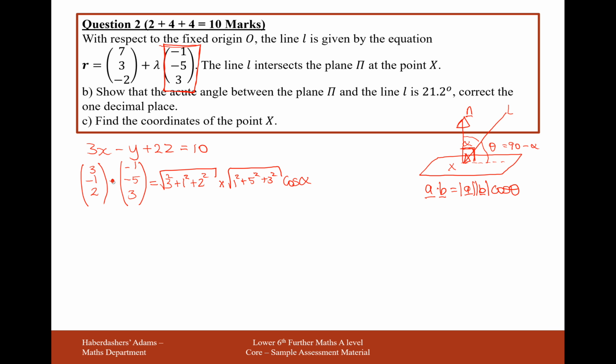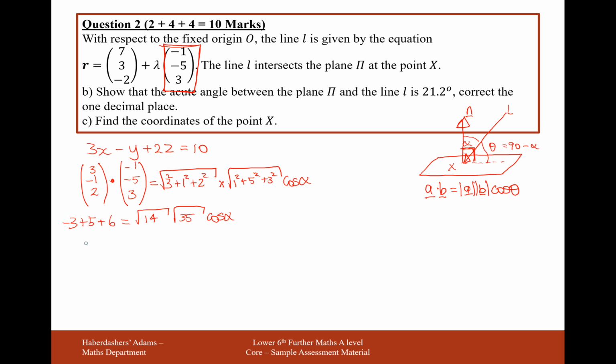So doing the dot product like we did before, x times x gives us -3 plus the 5 and plus the 6 as well. And the square roots of these vectors are going to be 14 and 35. And this is going to be cos alpha. Now what we want to do is get cos alpha on its own and then do the inverse cos.